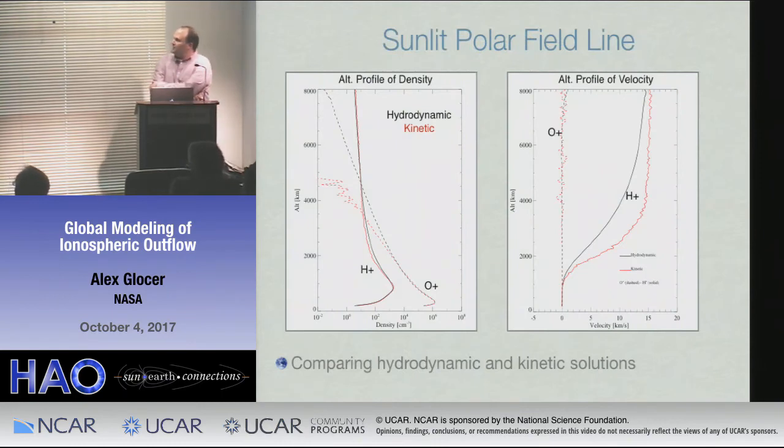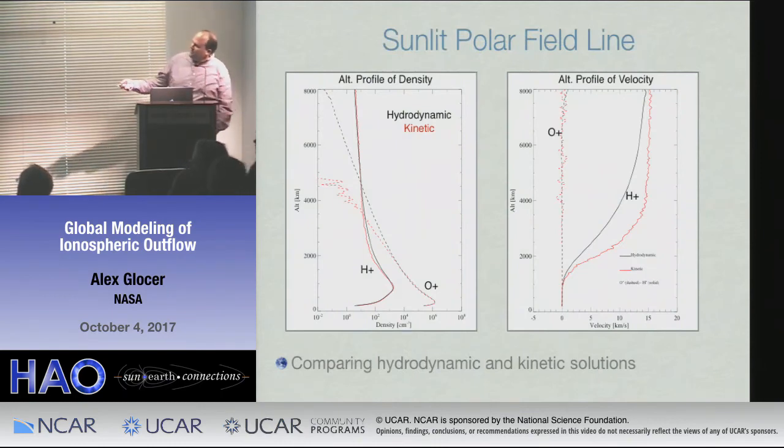This is the sunlit polar field line solution. This is an altitude profile of density on the left, and an altitude profile of velocity on the right. The solution for O+ and H+ is shown. I decided it would be interesting to compare the hydrodynamic solution and the kinetic solution and see just how similar or different they are. If you're looking at the hydrogen, the protons, they're not that different. The density profile for the protons is very similar, and the velocity profile is also very similar between the two.